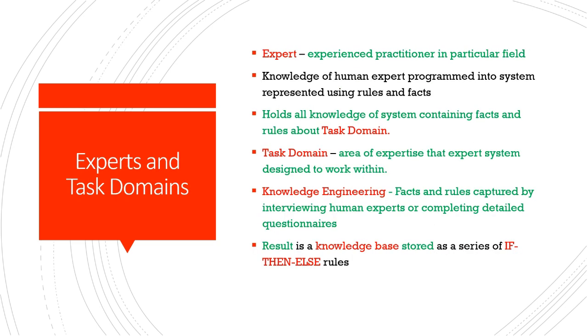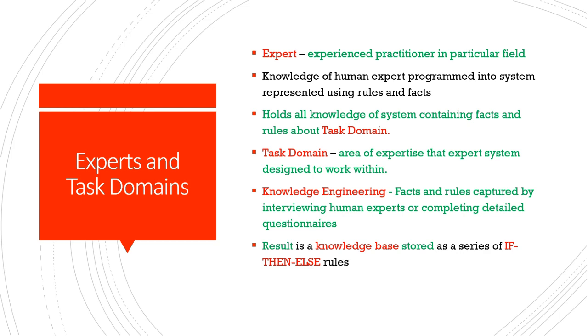So let's go through and talk about your task domains and different stuff that actually occurs. Well, the expert is our experienced practitioner of technology. That's easy enough to know. And then this knowledge of this human expert will be programmed into the system, and this is done using these rules. In fact, we talked about knowledge. So it holds all the knowledge. So a task domain is what holds all the knowledge of the system containing facts and rules.